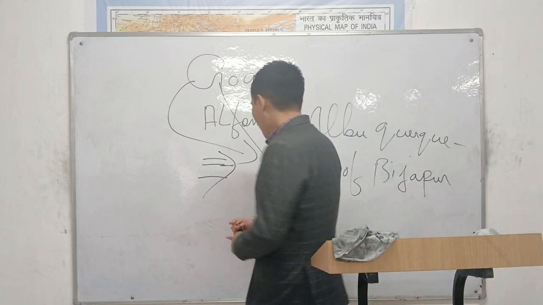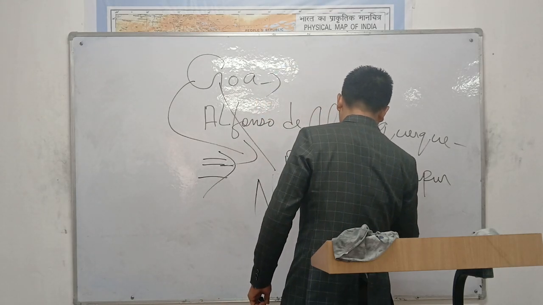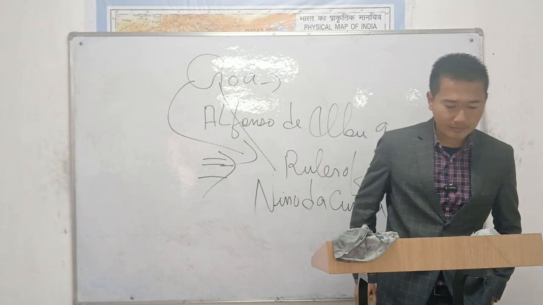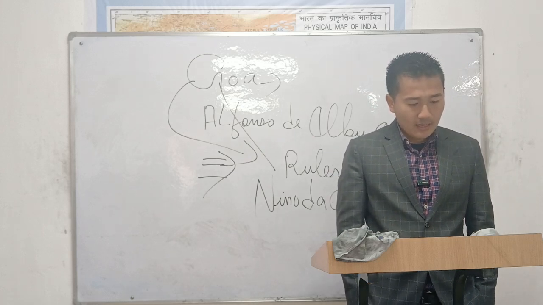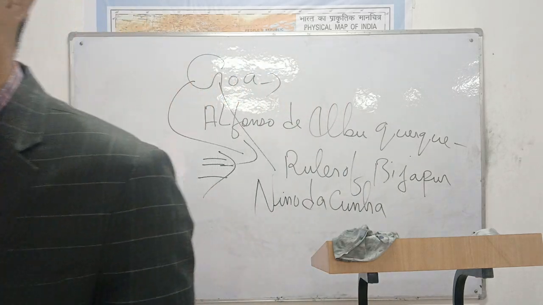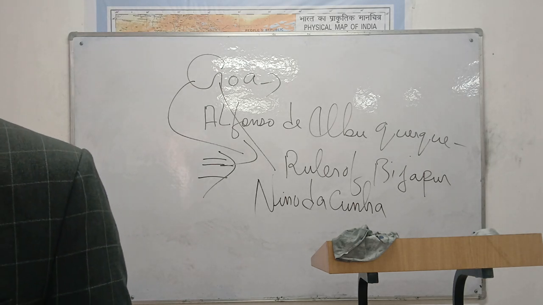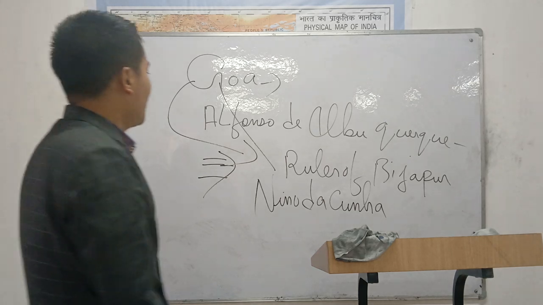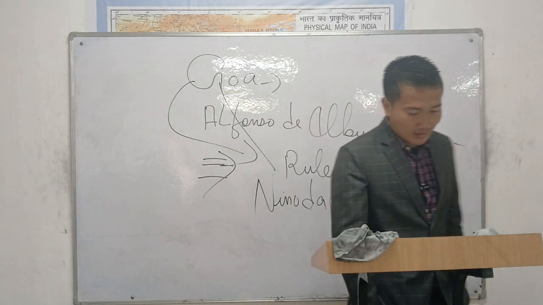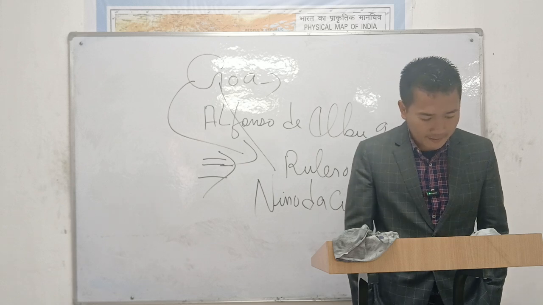The third governor is known as Nuno da Cunha. Next Portuguese governor, Nuno da Cunha. The most important thing about this ruler is he shifted the capital city of the Portuguese from Cochin to Goa. Too important. Nuno da Cunha is the third Portuguese governor, and he's the man who shifted the capital city of the Portuguese from Cochin to Goa, in the year 1513.